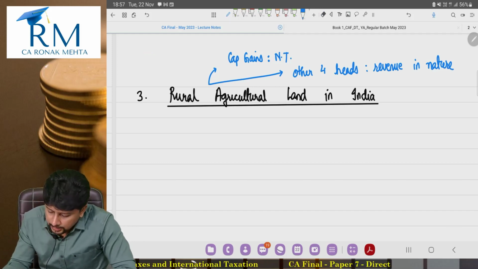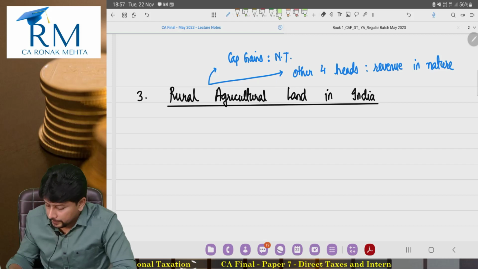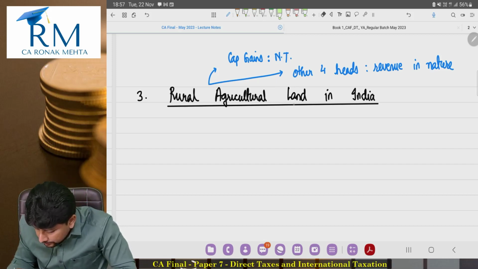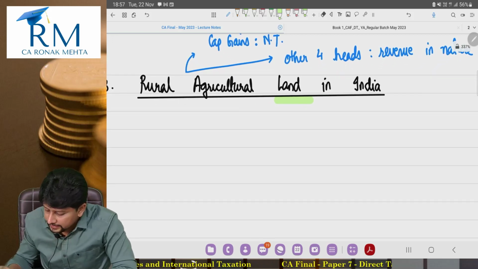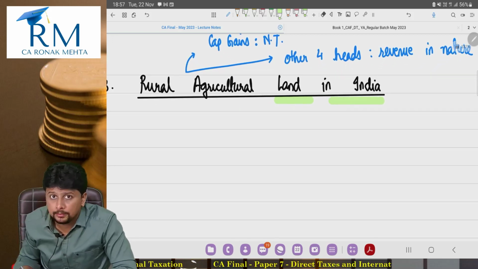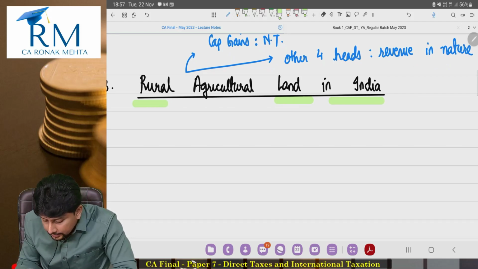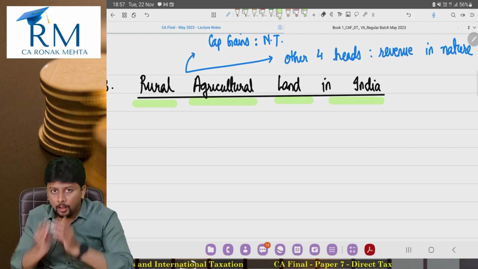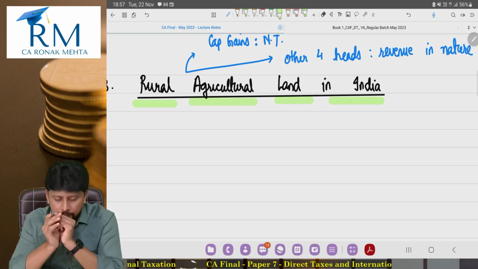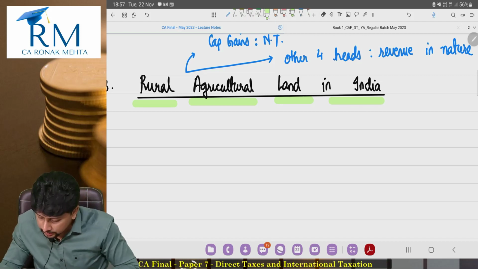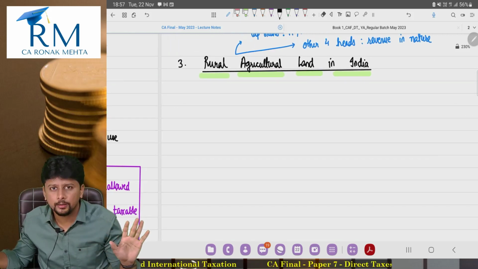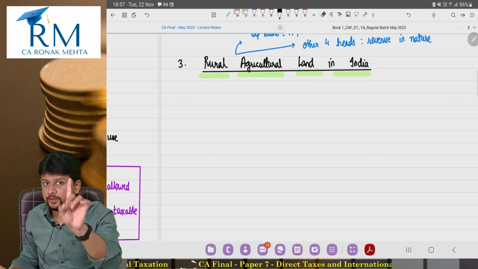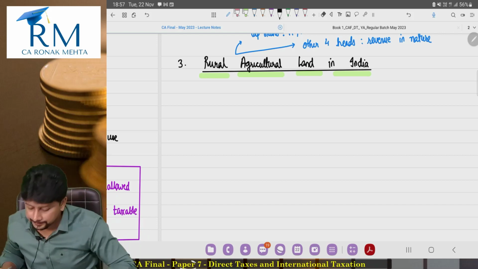Now look at how I have written this thing. What is the asset that I am talking about? The asset that I am talking about is land. Where is the land? In India. Where in India? In a rural area. And what are you doing with the land? Agriculture. This is what I want a student to understand. What is this third point? It's an exception to the definition of capital asset. Keep this at the back of your mind, okay?